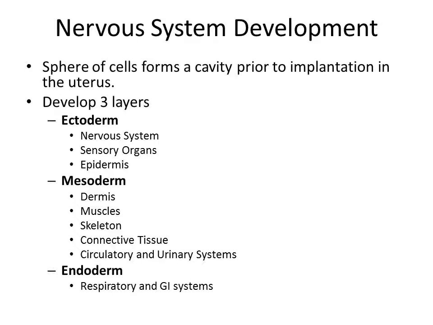This sphere of cells then develops into three layers: an ectoderm, a mesoderm, and an endoderm. The ectoderm is going to form the nervous system, as well as our sensory organs and the epidermis, so the outer layer of skin. The mesoderm is going to form the dermis, the area of skin underneath the superficial layer of cells, our muscles, our bones, connective tissues throughout the body, and the circulatory and urinary systems. And the endoderm is going to form our respiratory and GI systems.